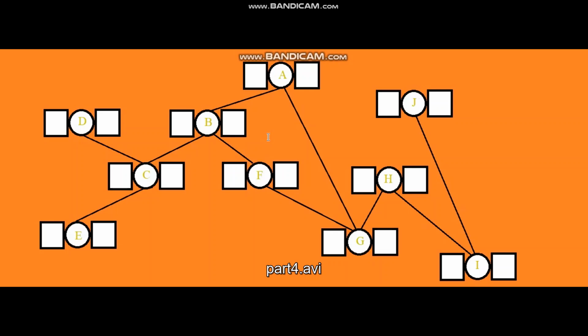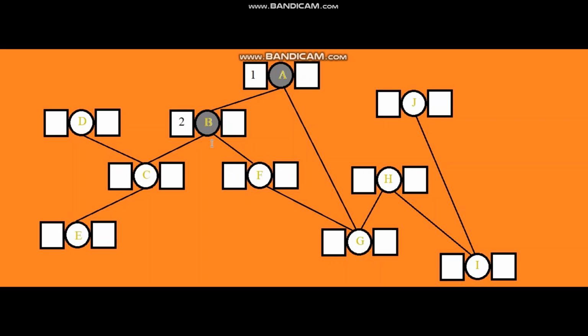So A would be colored gray at first. The time starts from 1, so the starting time of A will be 1. In depth first search, we always aim to go as deep as possible. So we will first check whether A has any child. We see that B is a child of A, so we will be visiting B. The starting time of B will be 2.